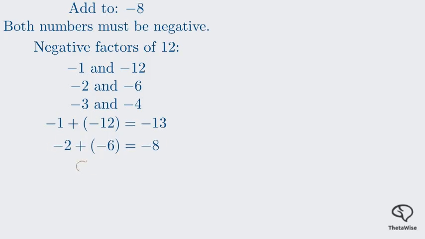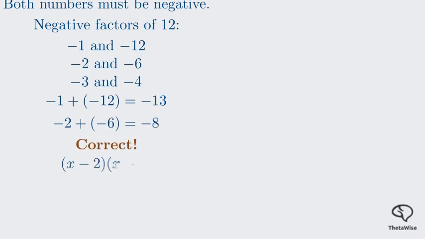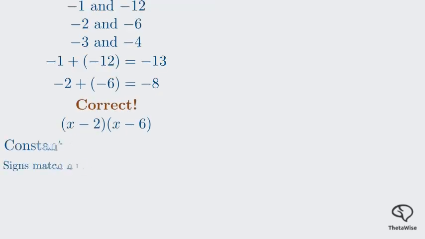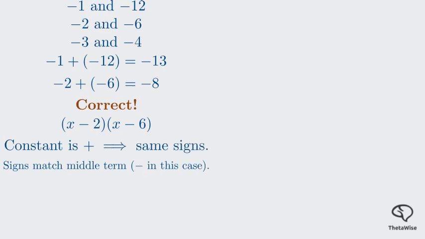That is our pair. We set up our brackets with x at the start of each. Then we insert our values, minus 2 and minus 6. Notice that the signs in the brackets are the same, because the constant term 12 was positive. Whenever that last number is positive, the signs in the brackets will match the sign of the middle term.